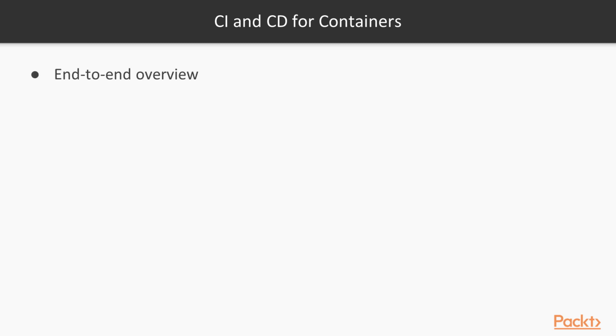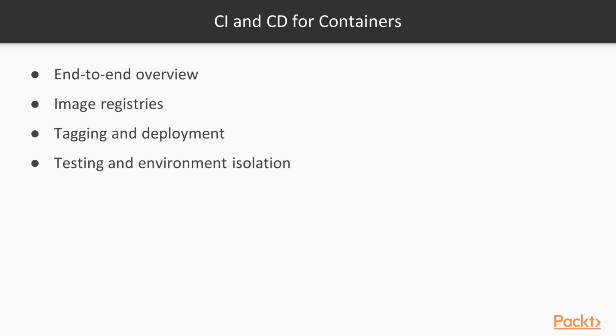One is an end-to-end overview of what a pipeline may look like from the perspective of continuous integration as well as continuous delivery. We're going to talk through the use of image registries. Most folks who are familiar with Docker are familiar with the public registry, which is where you would pull down any Docker images from the public internet. You can also use private image registries, which we'll talk about in a little bit. We're going to take a look at tagging those container images as well as deployment and how tagging can impact deployment. And we'll round it out with a little peek into testing and environment isolation.